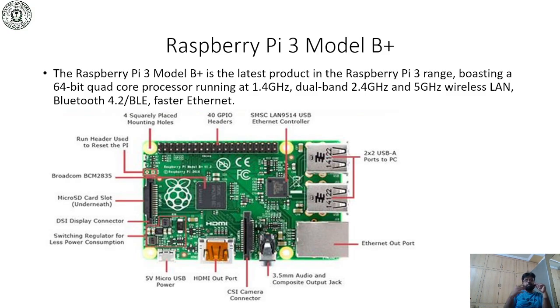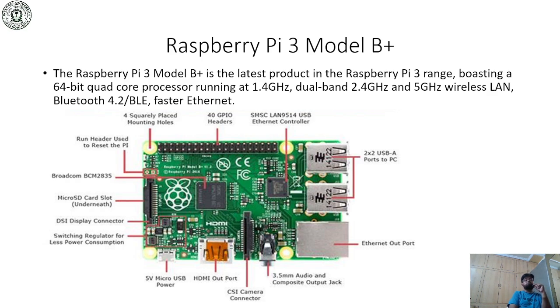That's why I have put the Pi 3 model B plus hardware structure that is displaying on your screen. This Raspberry Pi 3 model B plus is the latest product of the Raspberry Pi 3 range, boasting a 64-bit quad core processor.